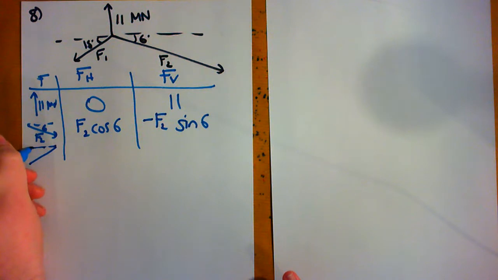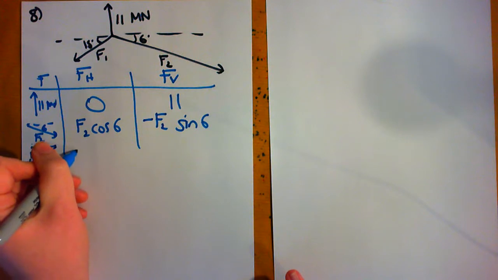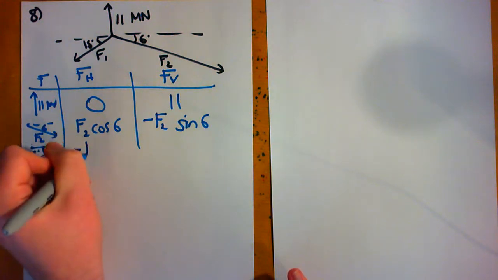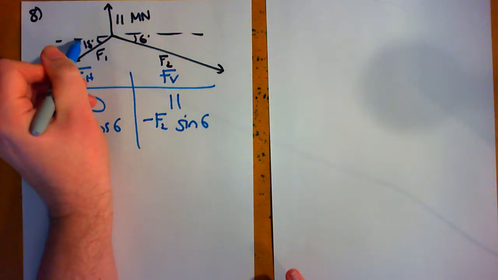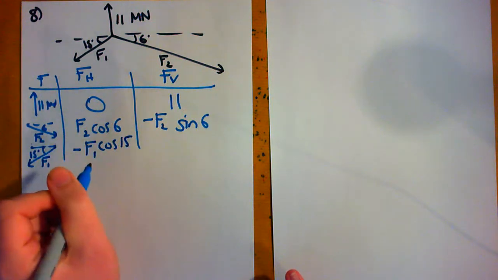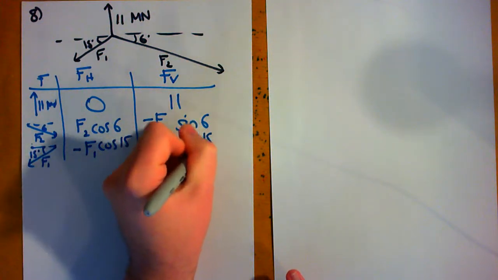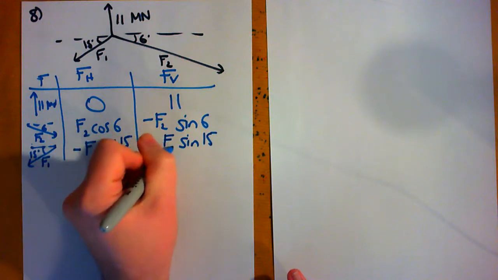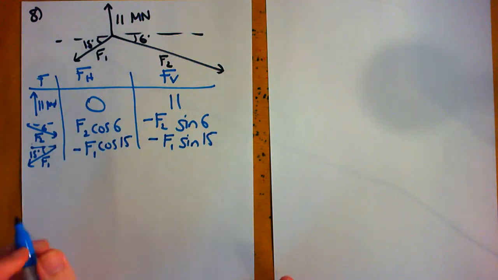And below the horizontal as well, on the left, we have at a 15 degree angle, F1. So our horizontal component is negative because it's pointing to the left. Its size is F1. We're dealing with the horizontal component, which is the adjacent side, so this is going to be cosine, the angle is 15. And the vertical side is the opposite side, therefore the sine side, and its size is F1. Pointing below the horizontal makes that negative.